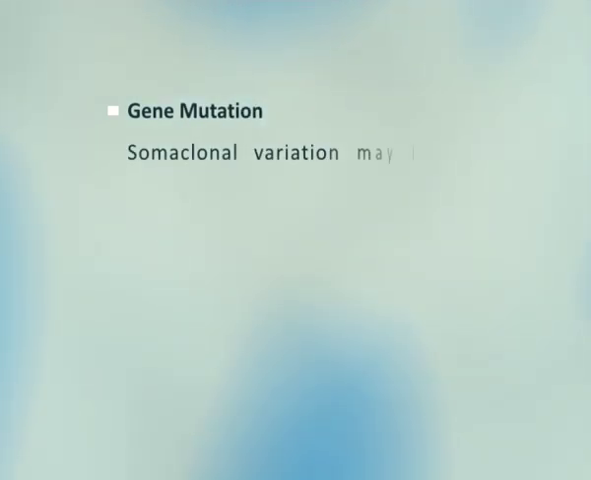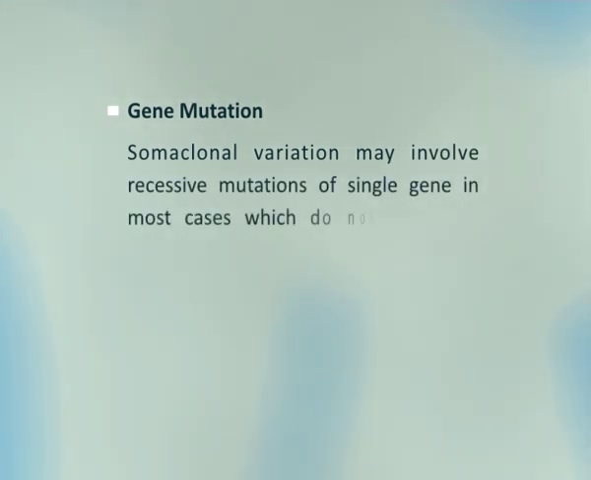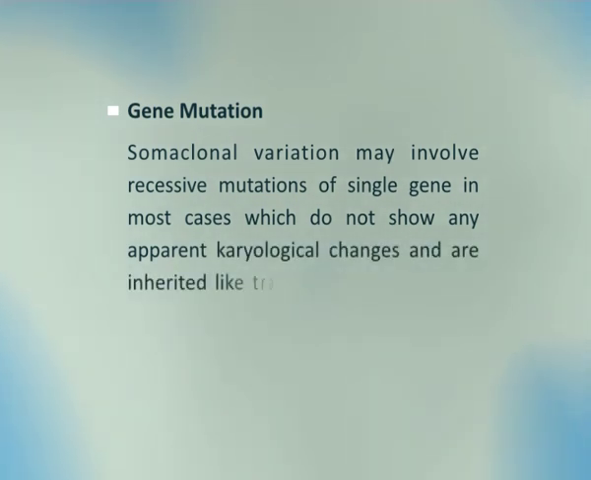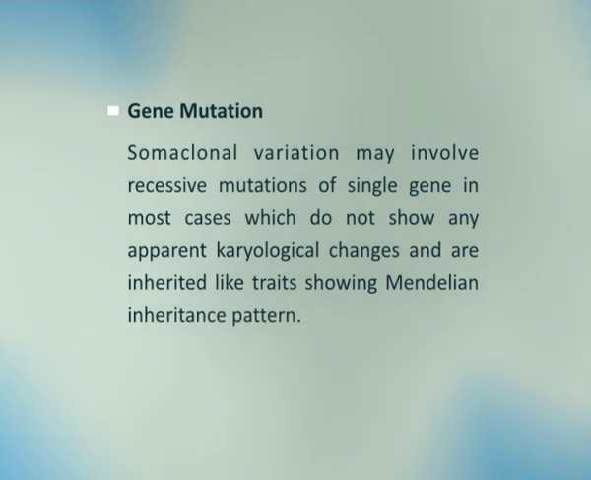The second source is gene mutation. Somaclonal variation may involve recessive mutations of single gene in most cases, which do not show any apparent morphological changes and are inherited like traits showing Mendelian inheritance pattern.